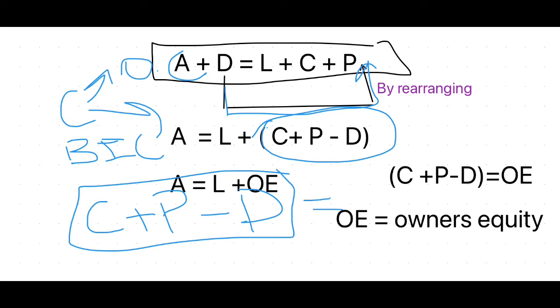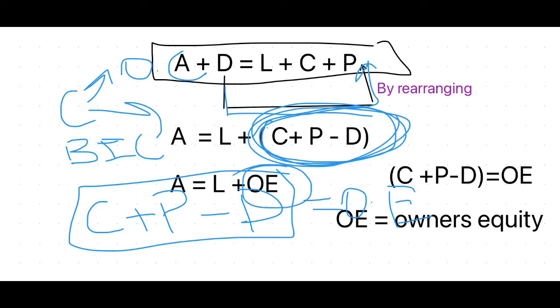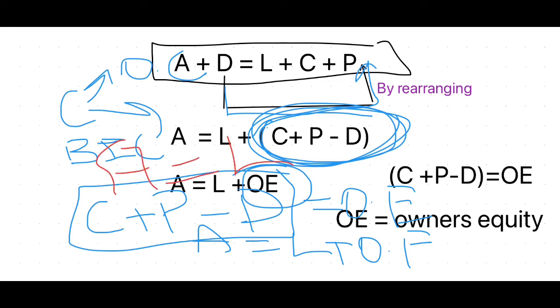becomes equal to owner's equity. So this we will replace with owner's equity. So the ultimate form that comes in, asset is equal to liabilities plus owner's equity. The final form that comes is asset is equal to liabilities plus owner's equity.